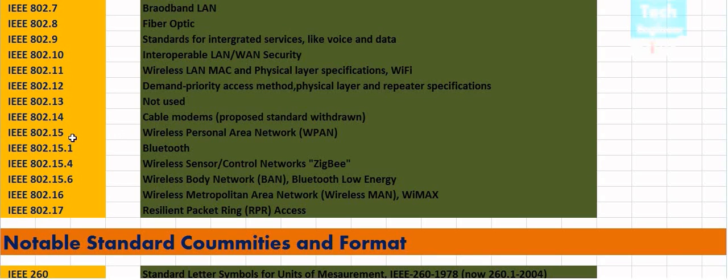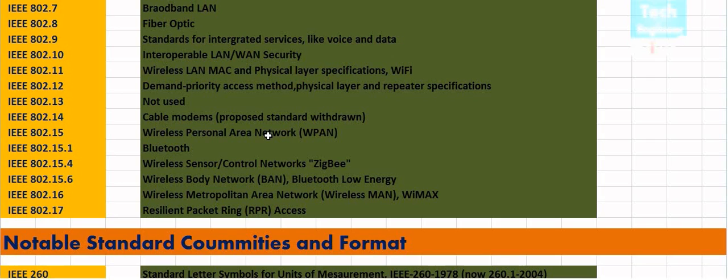Now IEEE 802.15.4 is for wireless sensor and control networks. ZigBee is for wireless sensor and control networks. IEEE 802.15.6 is for the wireless body area network, BAN, of Bluetooth low energy.